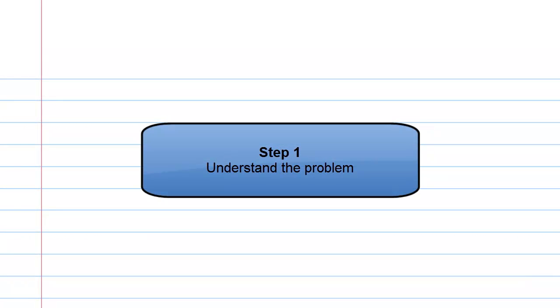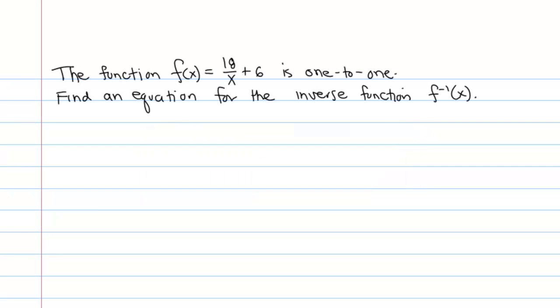The first step in the process is to understand the problem, so let's copy the problem down. The function f of x equals 18 over x plus 6 is 1 to 1. Find an equation for the inverse function, f inverse of x, or f to the negative 1 of x. So the first thing I want to do is understand what this problem is asking.